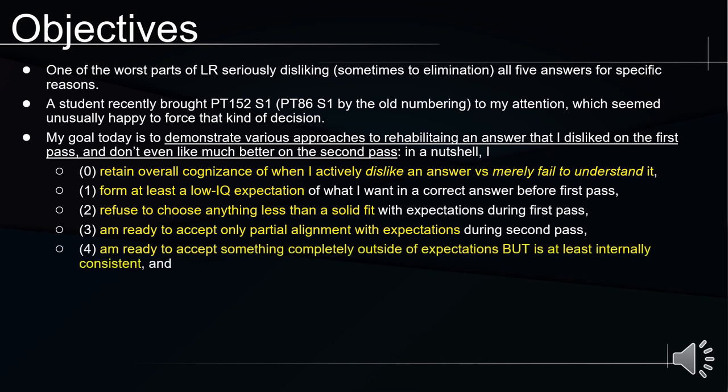The next thing I want to note is that if three isn't enough, this is what I move on to. I then become ready to accept something completely outside of my expectations. But this unexpected thing that I'm beginning to consider must be at least internally consistent. It can't be stupid for some other reason entirely unique to itself. And I just want to note here that very often this number four thing happens essentially simultaneously with number three during the second pass. I'm not making a third pass through the answers with this.